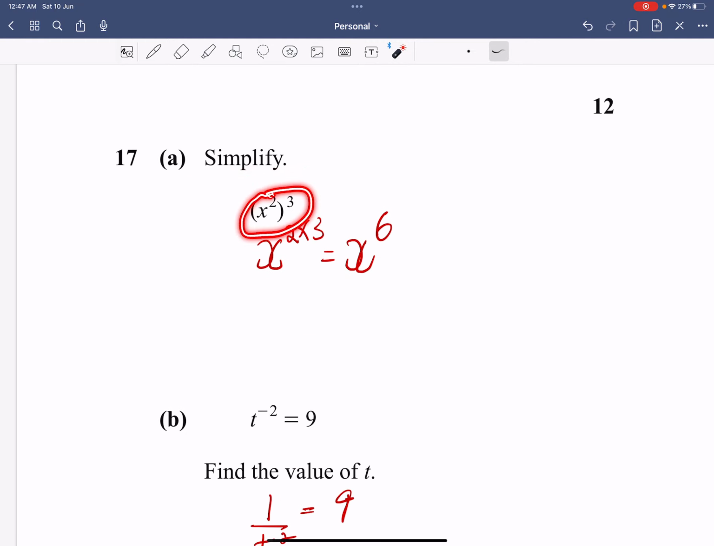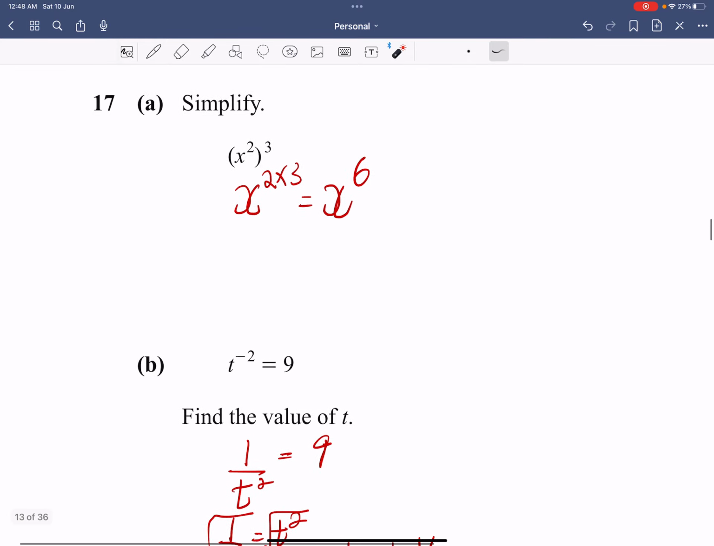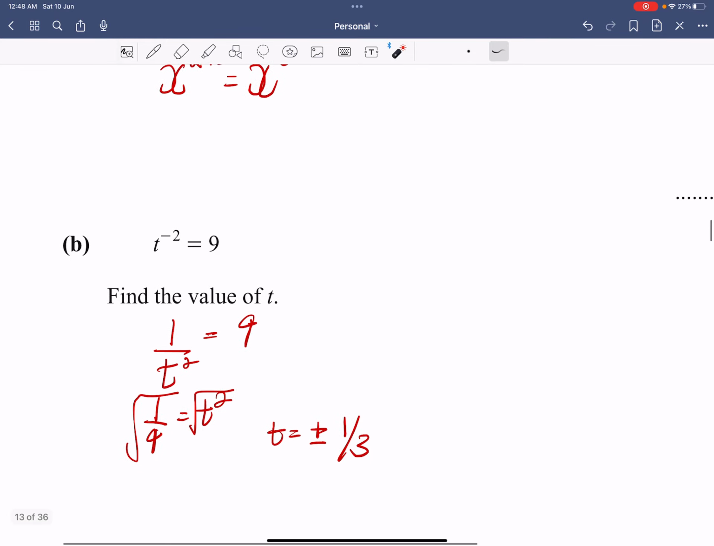I need to simplify this. Whenever the base has a power and the whole thing has another power, we'll take the base common and multiply the powers. So if the power has another power, we just take the base common and multiply the powers. So it will be x to the power of 6.